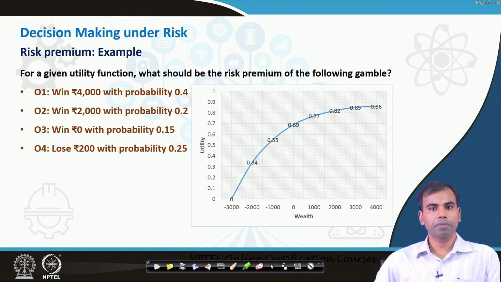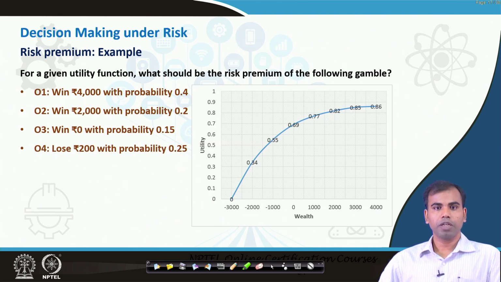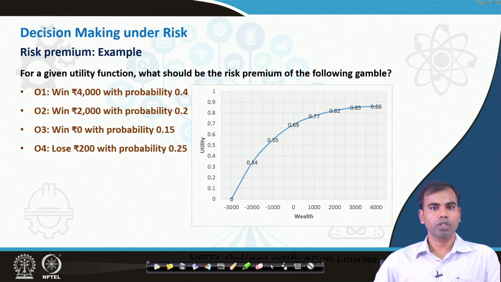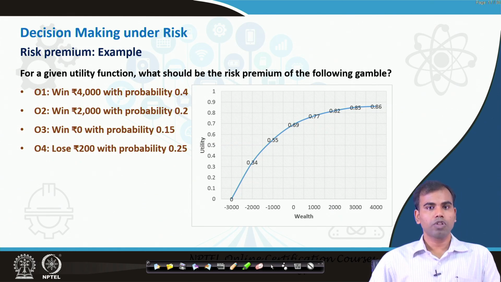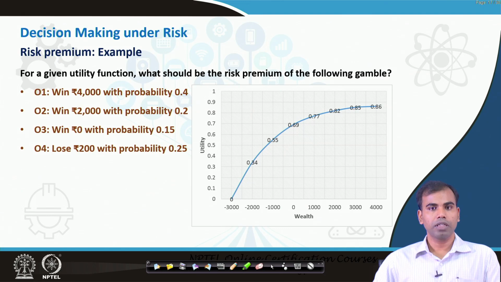So, with this example we can understand 2 things. First, we will be able to know what should be the price if we want to trade this particular gamble right now for a certain payoff, and second, we will also try to know what is the additional reward or compensation or the benefit the individual is getting for holding on to the risky choice.